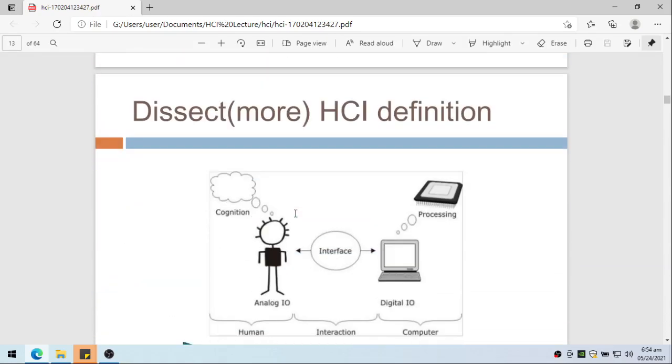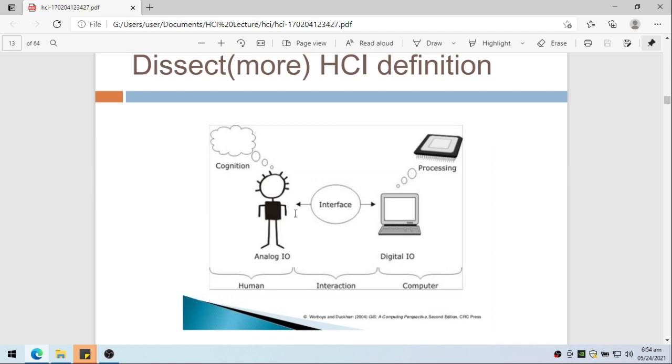So let's dissect more of the HCI definition. So we have here the human, and this is the computer, and we could say that the human also receives input and actually thinks using cognition. And of course the human will see the user interface or will interact with the computer using the input and output devices, the digital I/O.